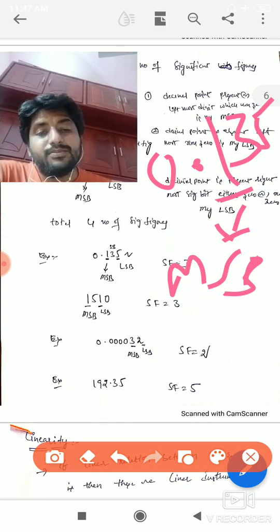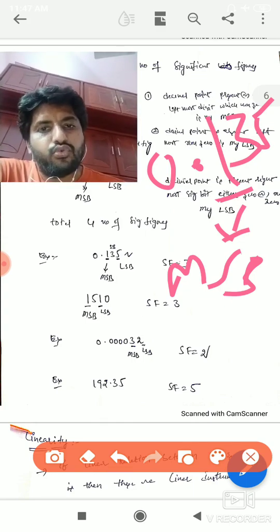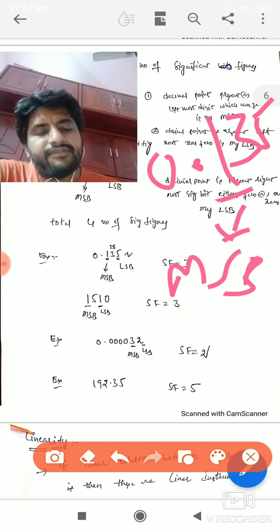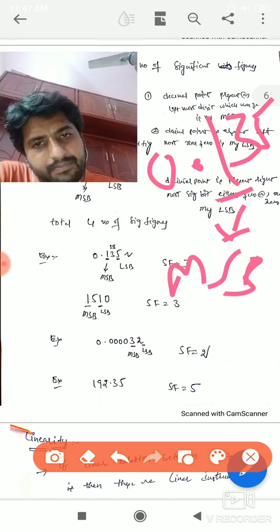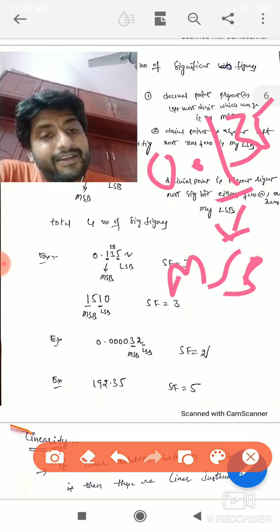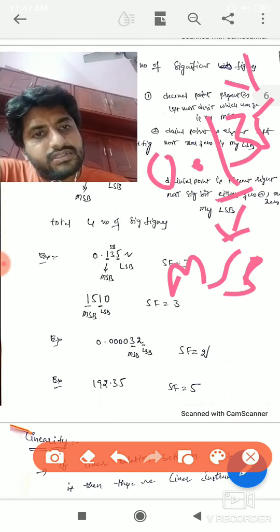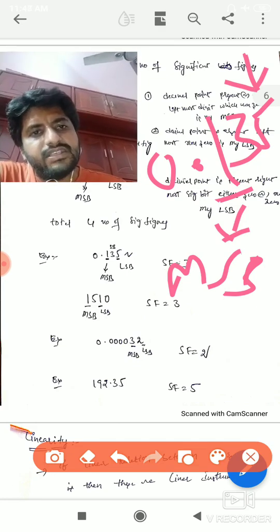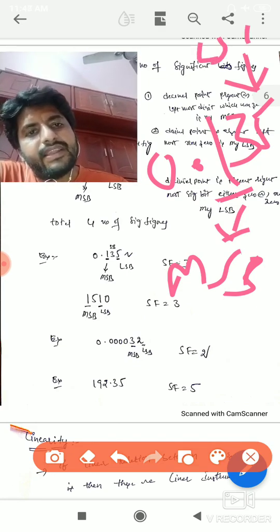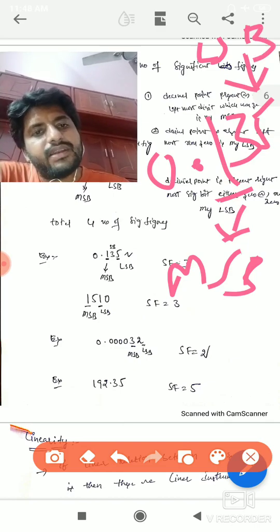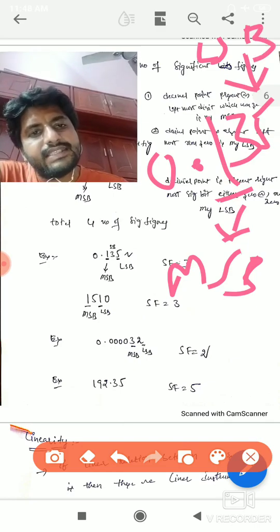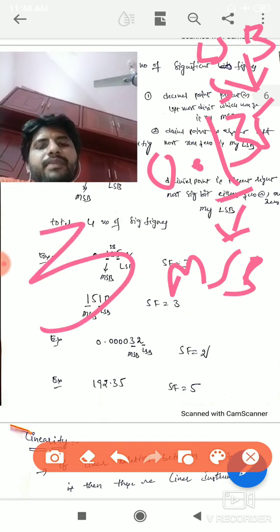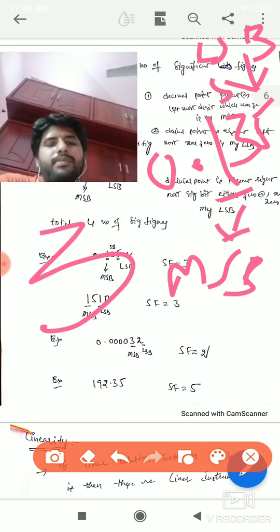Next point, if the decimal point is present, the rightmost digit, whether it is non-zero or zero, whatever it may be, is my least significant bit. If it's 0 you can consider it also. This is my least significant bit. So between the most significant bit and the least significant bit, we can call them significant bits. So how many bits? There are 3 significant figures in the problem.